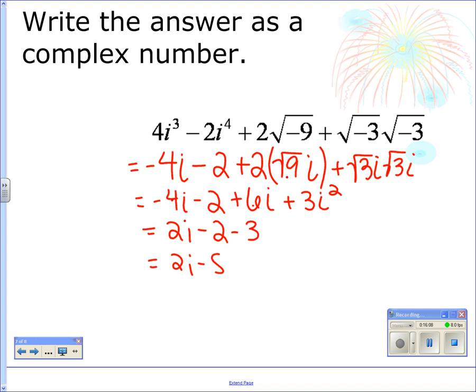Is that how I'm supposed to write my answer? Okay. Negative 5 plus 2i. If you put your answer as this, from now on it will be marked wrong. You always have to put them in standard form. Does that make sense? The i always goes at the end. Any questions on these?